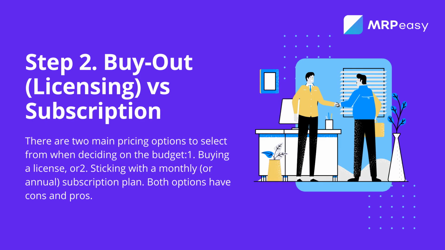Step 2. Buyout, licensing versus subscription. There are 2 main pricing options to select from when deciding on the budget. Number 1, buying a license, or Number 2, sticking with a monthly or annual subscription plan. Both options have cons and pros.